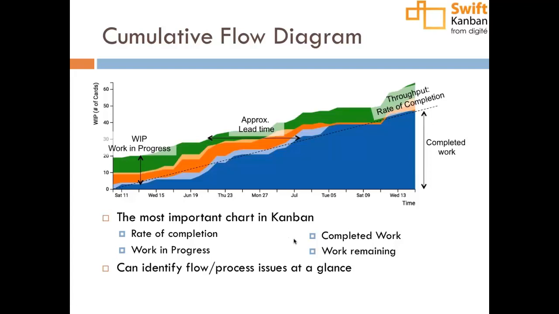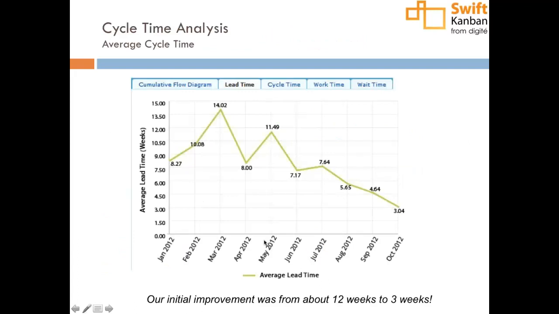All right. So clearly, the CFD is a big part of the initial Kanban implementation. The other thing, of course, that gets a lot of attention is the cycle time. So you're measuring how much time it takes for cards to go across the board, and you're trying to see how you can help reduce that.